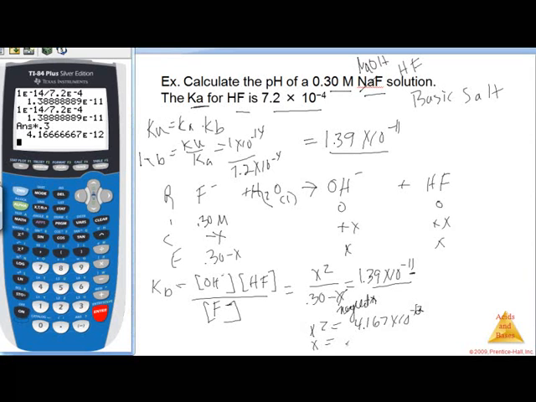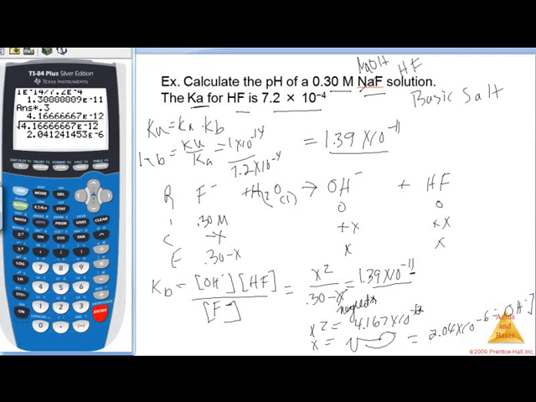X is going to be the square root of that, which is going to equal, I'm just going to do the second square root, pick that up, enter, enter, and I end up with 2.04 times 10 to the minus 6. This is my hydroxide concentration, right?